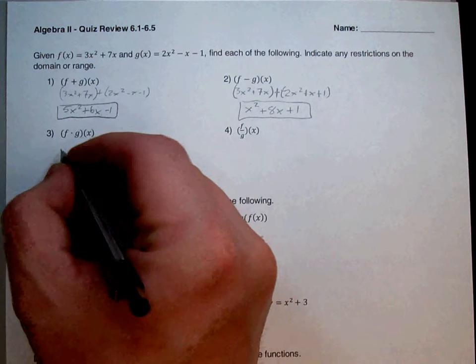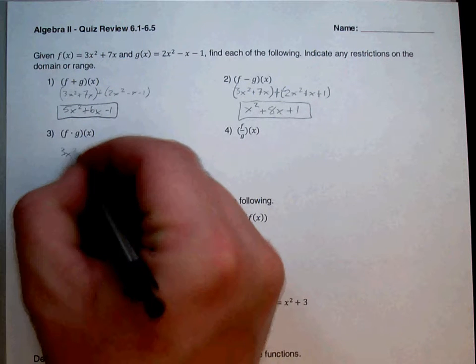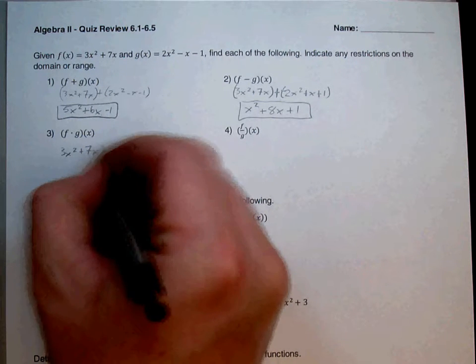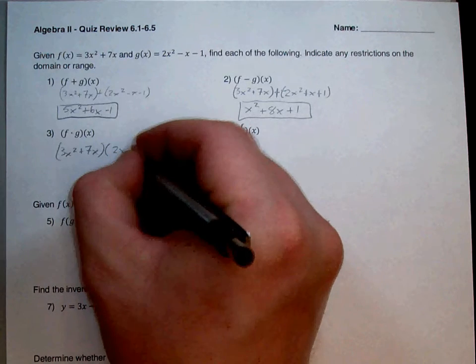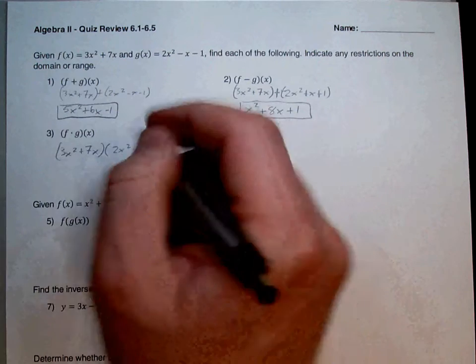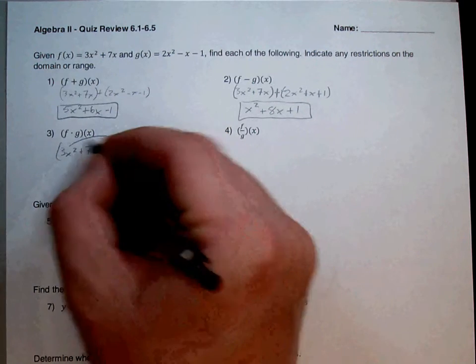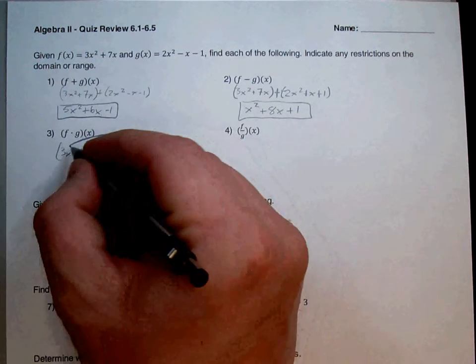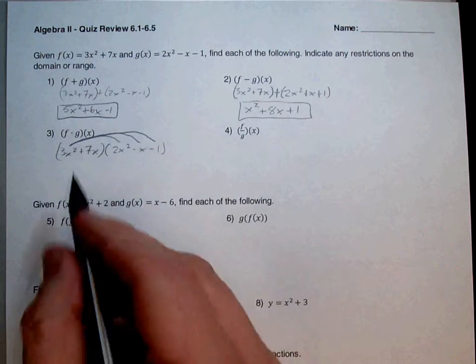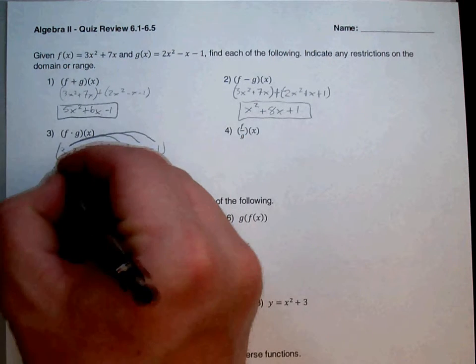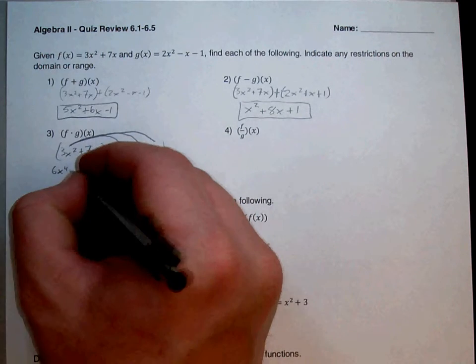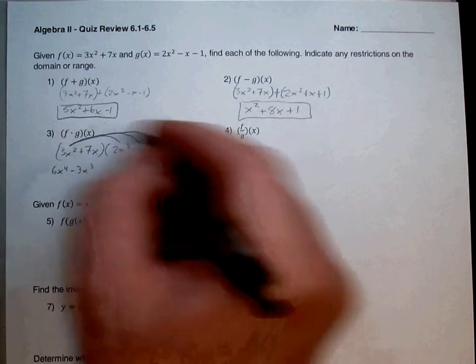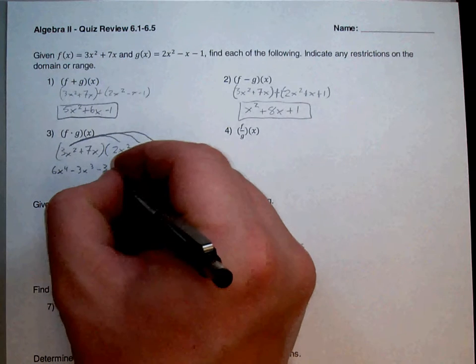Now number 3, we multiply. f of x times g of x. Becomes like a distribution problem. Take the 3x squared and distribute it. So 3x squared times 2x squared becomes 6x to the 4th. 3x squared times negative x becomes negative 3x to the 3rd. 3x squared times negative 1 becomes negative 3x squared.